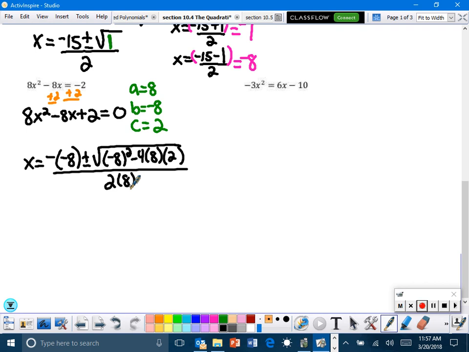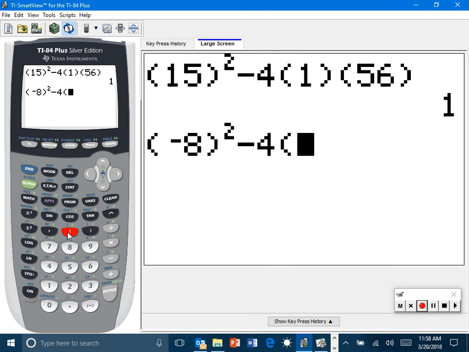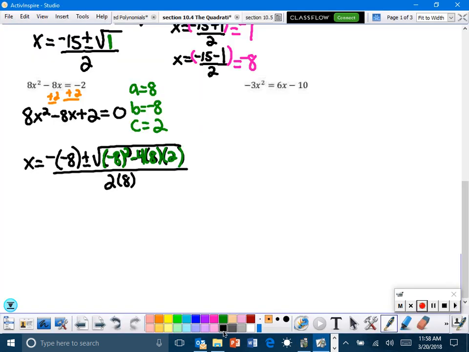All right, so now I'm going to take just the discriminant, and I'm going to type that into the calculator. So I'm going to get what the discriminant is. Negative 8 squared minus 4 times 8 times 2. Excellent. I got 0. So I'm going to rewrite this.